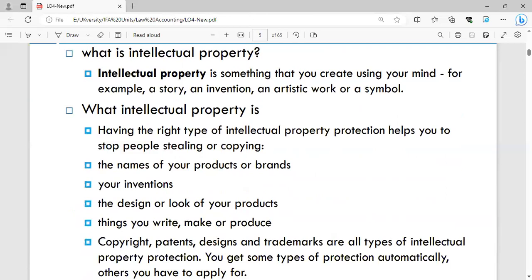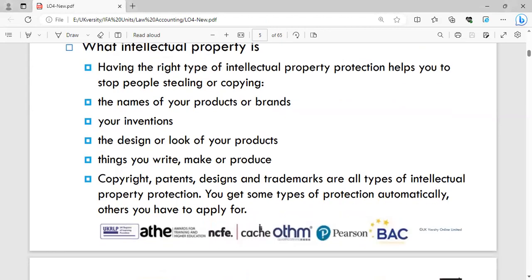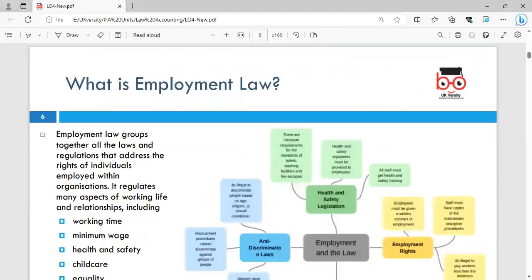So key terminology: what is intellectual property right? Intellectual property is something that you create using your own mind, for example stories, inventions, or logos that you're protecting. So you have to make sure your data is protected and secure, and not passed to a third party. Intellectual property rights cover the name of a product, inventions, and designs.